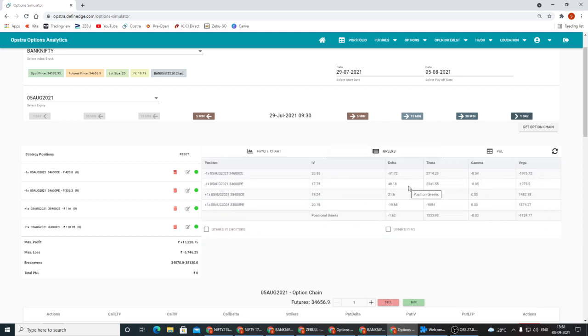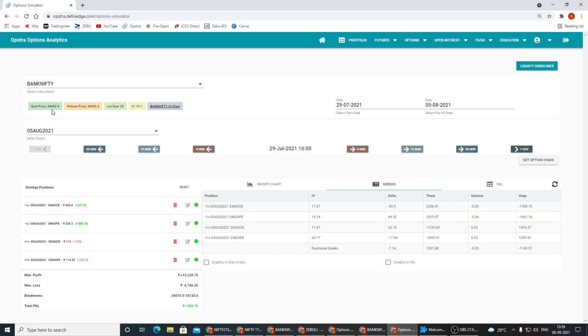For doing the adjustments, we are going to manage the delta of the call and put. Please forget about the hedged position. That means we need to forget about the 35,400 call and 33,800 put. We are only going to manage the positions which we sold, that is the 34,600 call and put. So I am going forward 30 minutes.